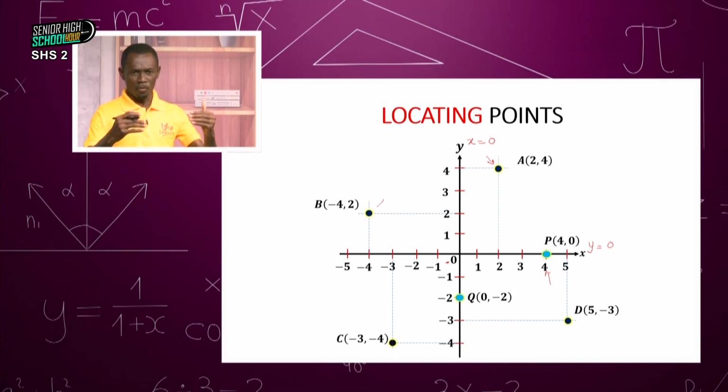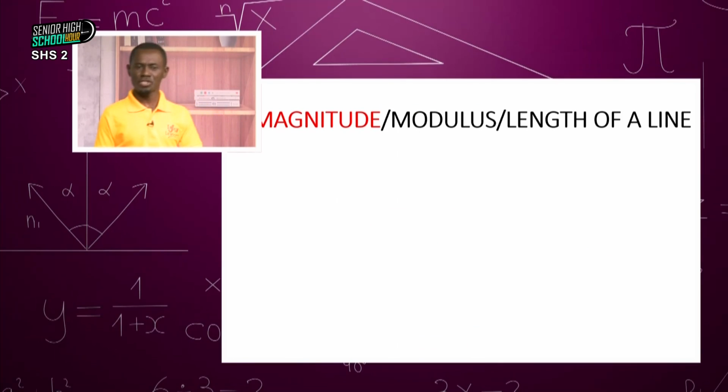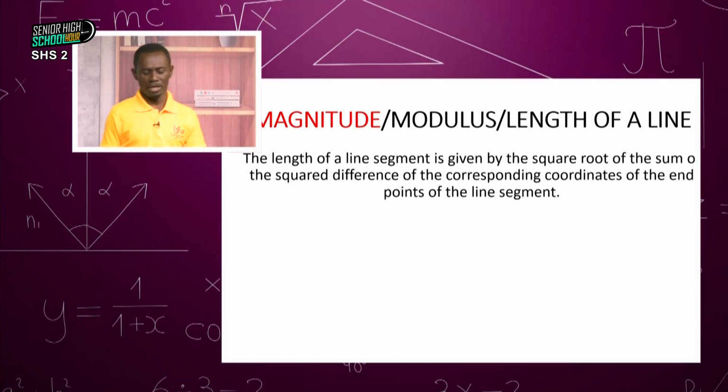So let's try investigating beyond the points. Now we have located the points, you can identify the points. All right, let's check for the magnitude, which is otherwise called the modulus or the length of a line. So you could be asked to find the magnitude of a line. It would be the same thing as the modulus of the line, or simply put, the length of the line. Any of these three words you encounter mean the same. So let's find the length of a line.